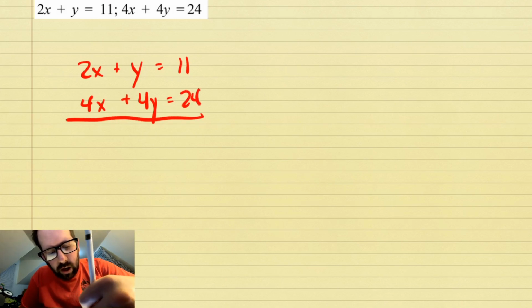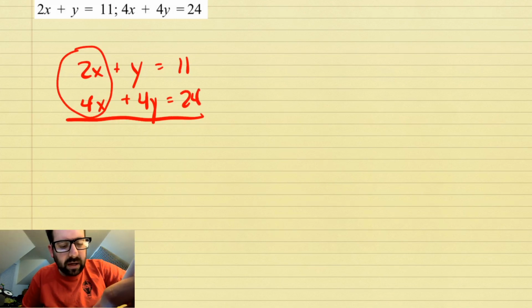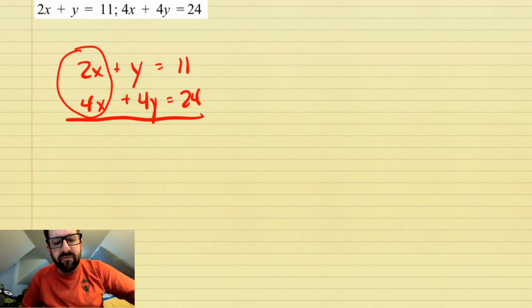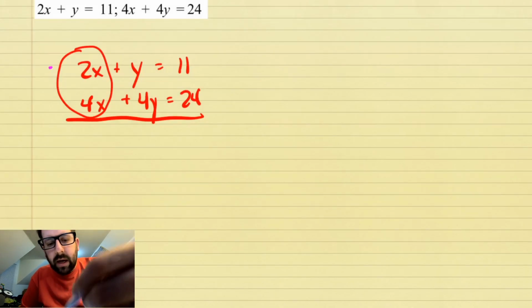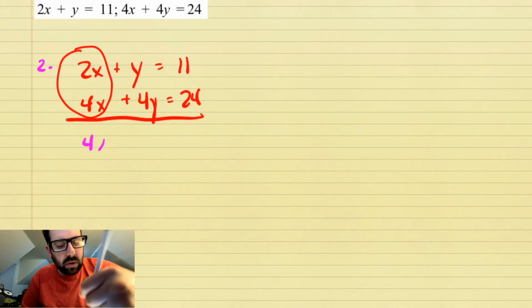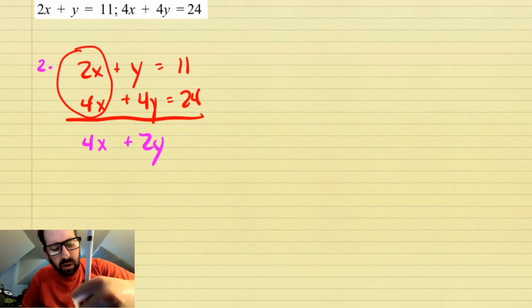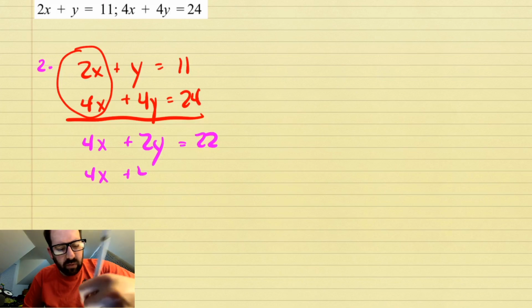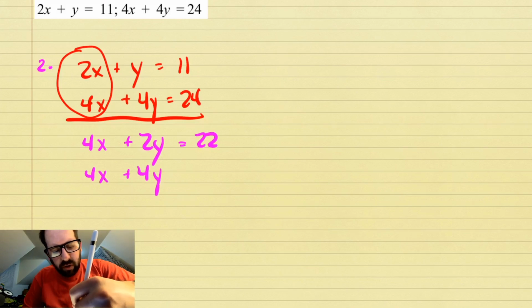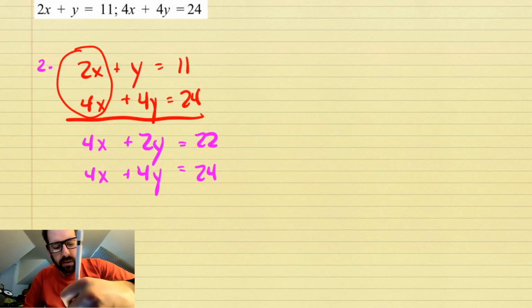Okay, so the letter I'm going to pick is the x's. I want to make them both 4s, let's say. I can make them both 8s or 16s or whatever I want. I'm going to make them both 4s. So I'm going to multiply the top row by 2, so 2x plus 2y equals 22. The second row, I'm going to leave this one alone. There's already a 4 in front of the x because that was the letter I picked.